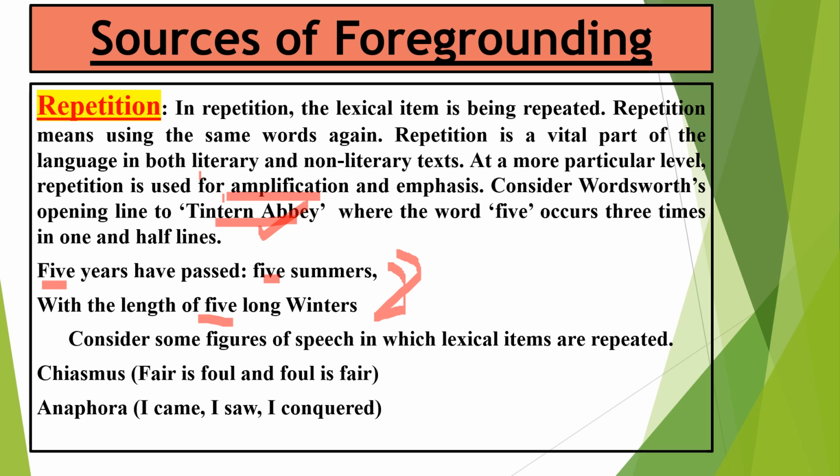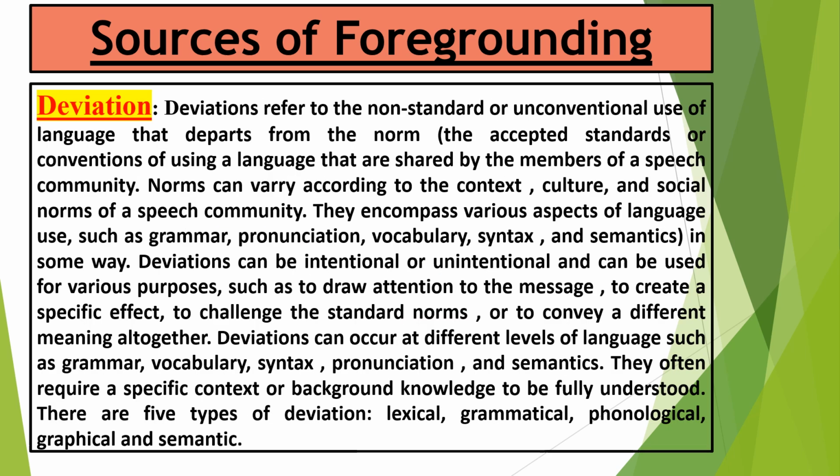Other than this, consider some figures of speech in which lexical items are repeated. You could say chiasmus: fair is foul and foul is fair. You could be shocked, how is it possible? Anaphora: I came, I saw, I conquered. This is most famous from Julius Caesar. We are using the same pronoun I.